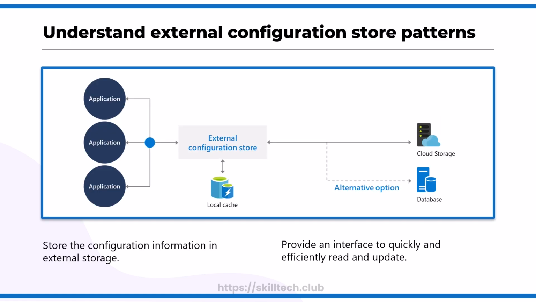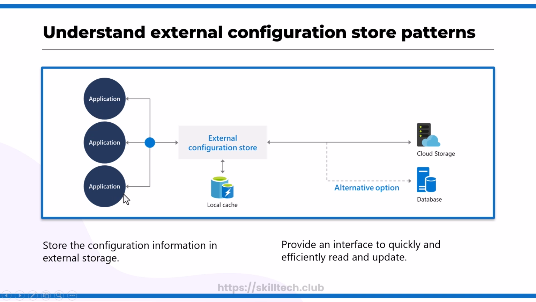Now let's understand the external configuration store pattern. These patterns store the configuration information in an external location, and they provide an interface that can be used to quickly and efficiently read and update configuration settings. As you can see in this diagram, you have one particular cloud storage visible at the right side, and then you have a database. You have multiple instances of this application, like 3 instances of the application running here.